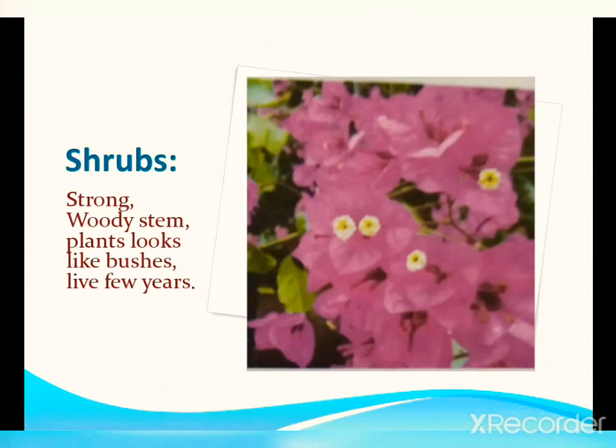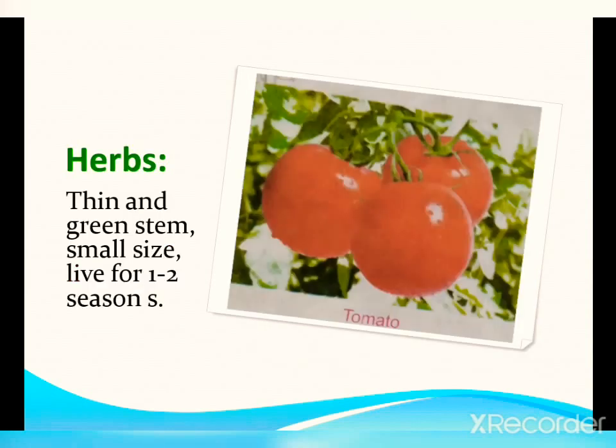Next, shrubs. Stem is woody but not like trees. These plants have bushes with many branches and they live for few years, like rose and cotton. These are the herbs, having thin and green stem, and they live for 1 or 2 seasons. After that they die.